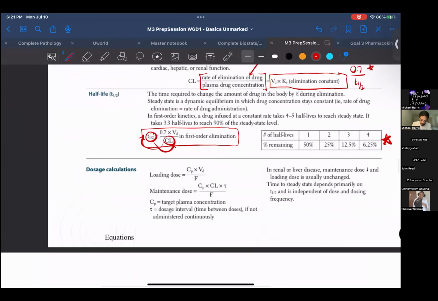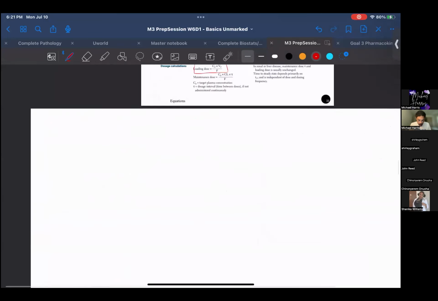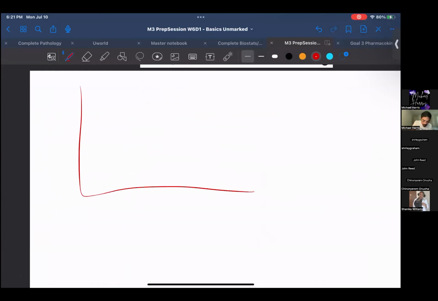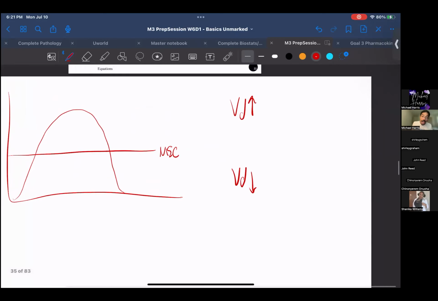The loading dose is the first one. This one's easy. The reason why it's easy is because you know a target dose. Okay? We went over that graph of this, and you had the minimum effective concentration. And we talked about volume of distribution and how a high versus a low volume of distribution, which one do you want to give more drug? The high or the low volume of distribution? Which one of these gets more drug?